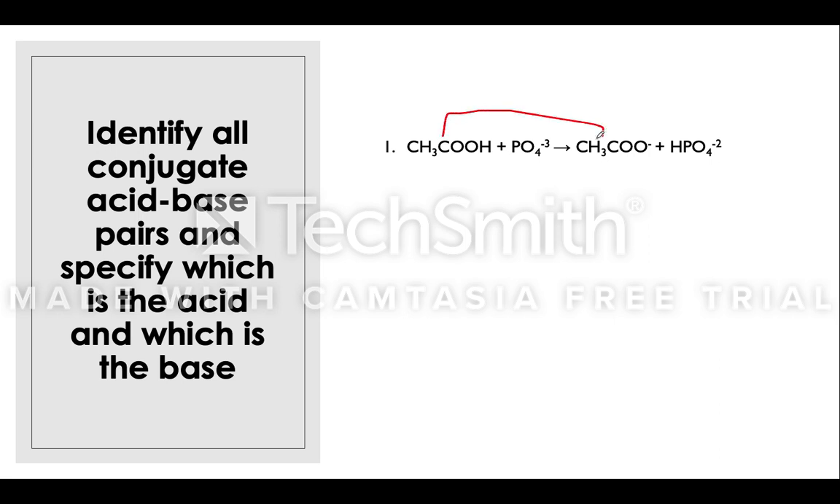We see that these two molecules differ by only one proton, and these two molecules only differ by one proton. So we would say that these two are conjugate acid-base pairs, and these two are conjugate acid-base pairs. Now it's time to identify which one's the conjugate acid and which one's the conjugate base. This one has one proton, this one doesn't. This one must be the conjugate acid, this one must be the conjugate base. Likewise, this has a proton, this one doesn't. This one must be the conjugate acid, this one must be the conjugate base.